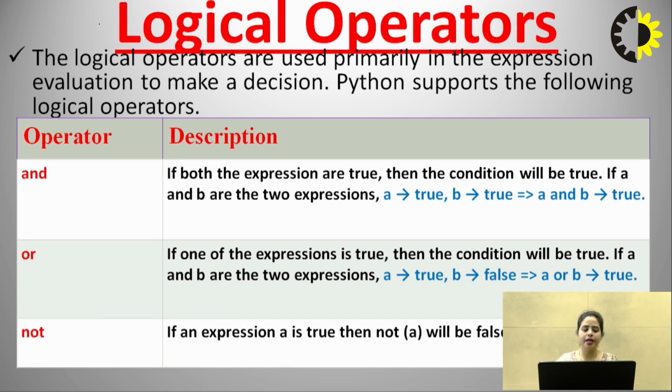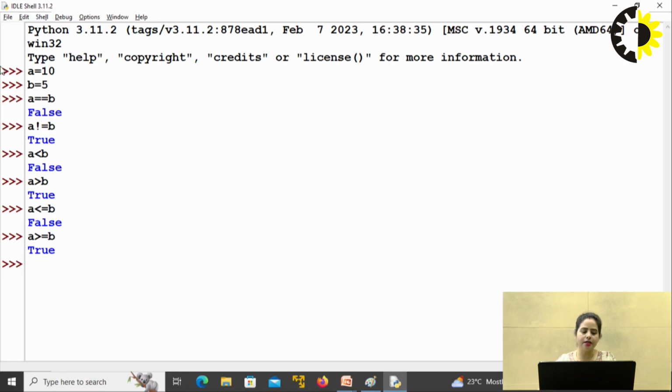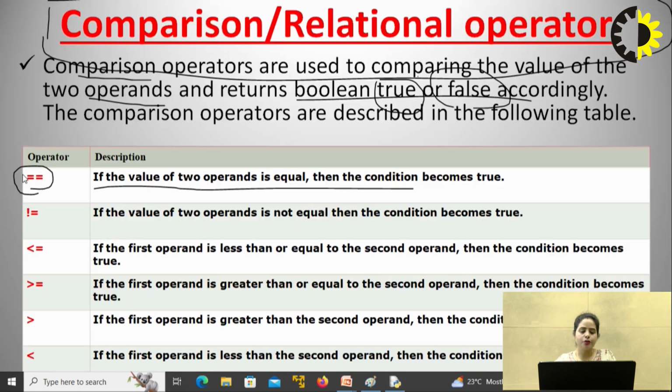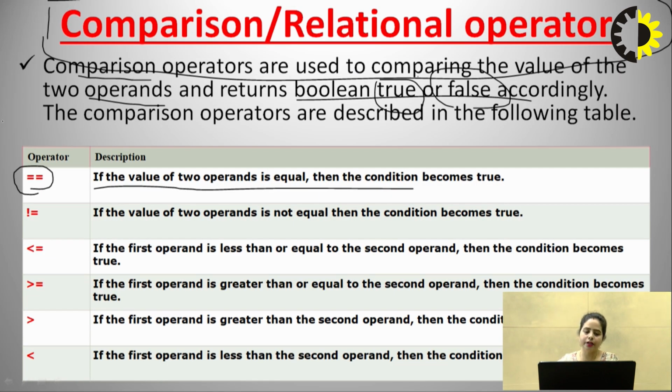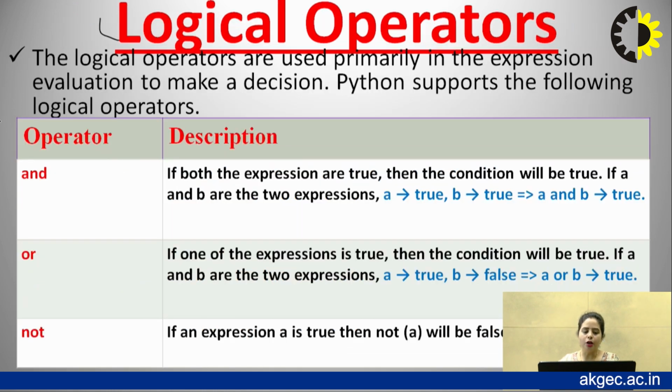Now coming to the next operator, which is your logical operator. In relational operators, what we were doing was checking a single condition. Here I am checking a single condition, whether a is equal to b or not, whether a is not equal to b, a is less than b, a is greater than b. So with the help of comparison operators, we can check a single condition. If we have more than one condition, we have two conditions, then we use logical operators.